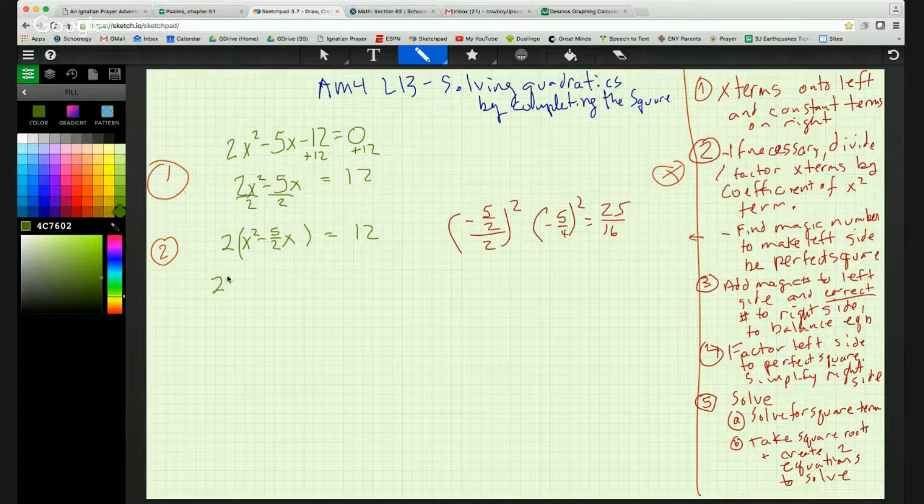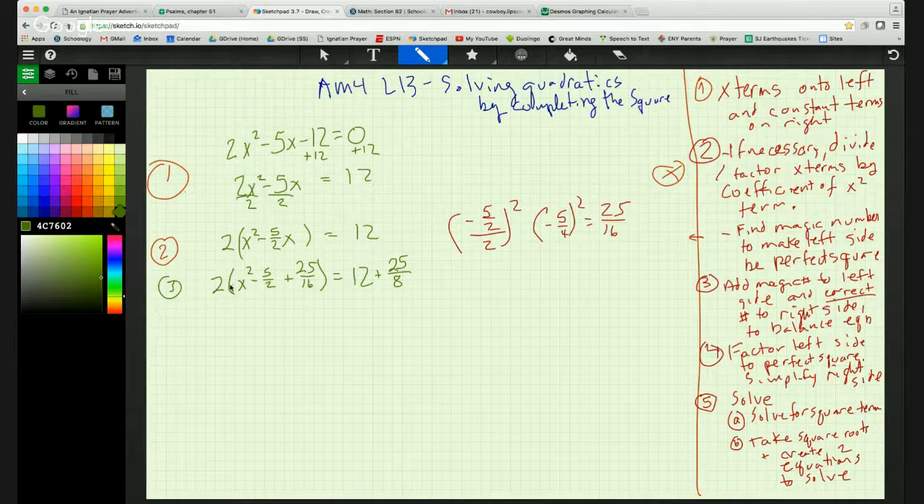So 2 times x squared minus 5 halves x plus 25/16 equals 12 plus what? Well, on this side, I added 25/16 times 2. So that's 2 times 25/16, cross, cross, 8, equals 25 over 8. So we get plus 25 over 8.